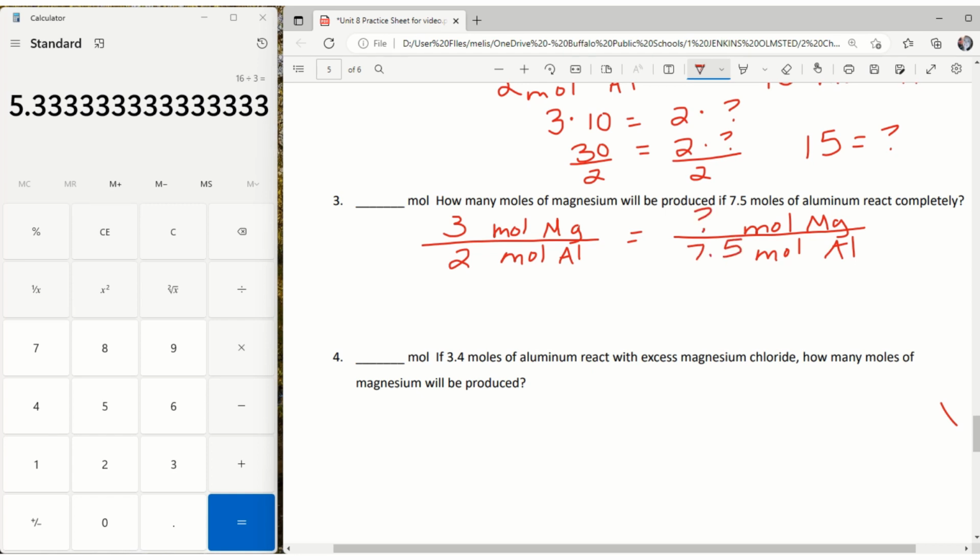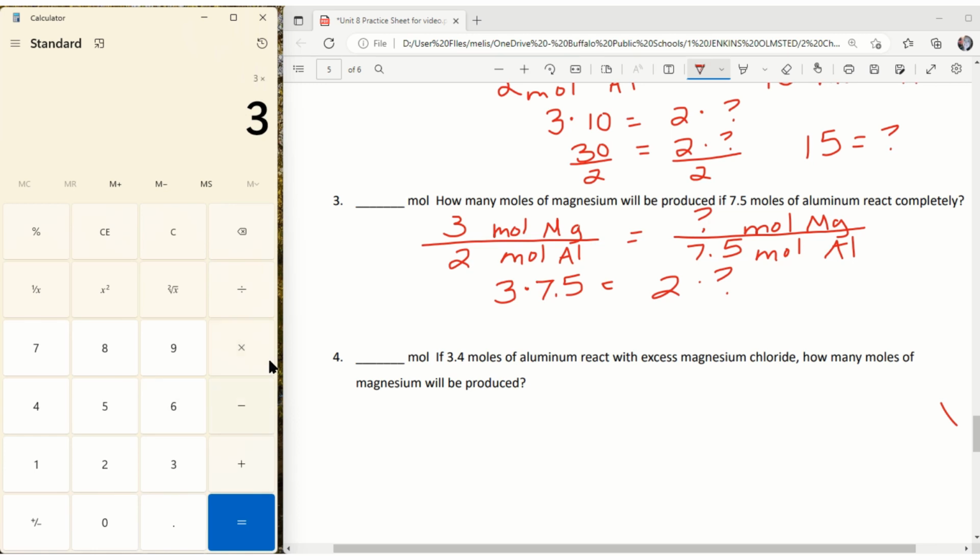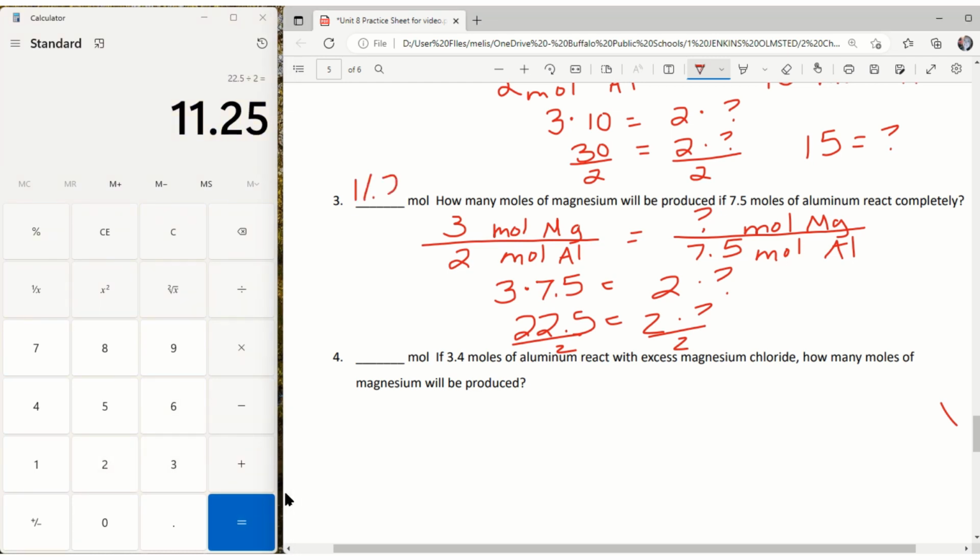What do I do? Cross multiply. 3 times 7.5 equals 2 times something. 3 times 7.5. So I'm just going to do it here just to make sure you can see what I'm doing. 3 times 7.5 equals 22.5 equals 2 times something. So divide by 2, right? Divided by 2 equals 11.25.